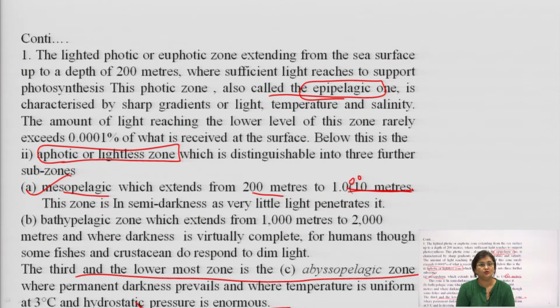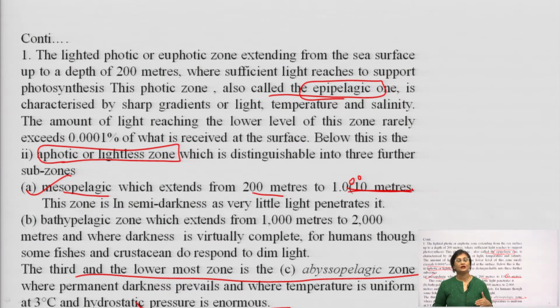So, the marine ecosystem is divided into, number one, the photic region or the epipelagic region, which extends from the surface to 200 meters, where there is abundant light for the growth of organisms.